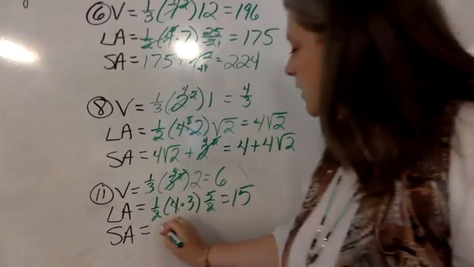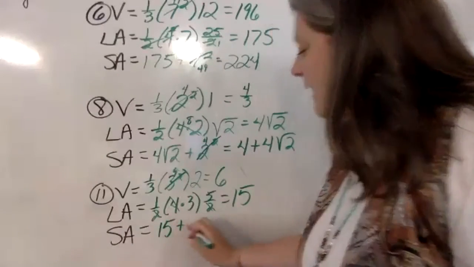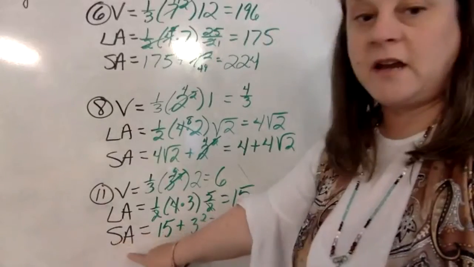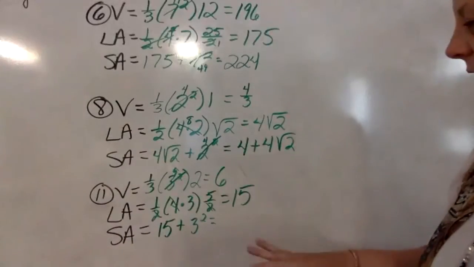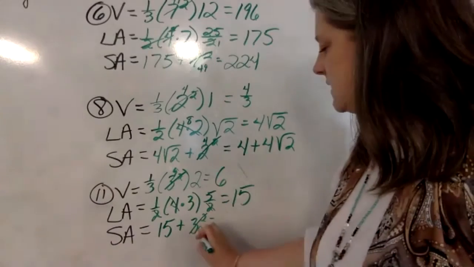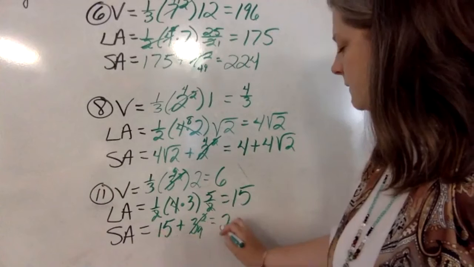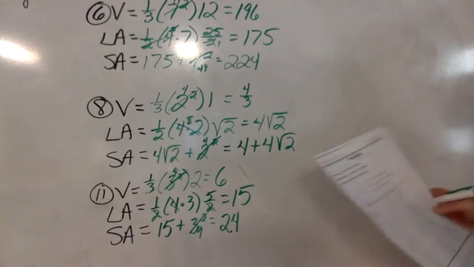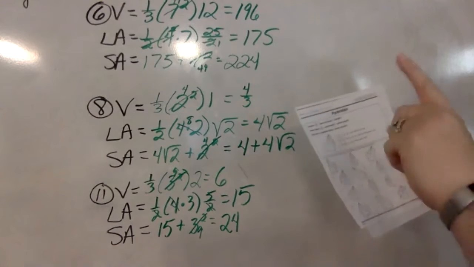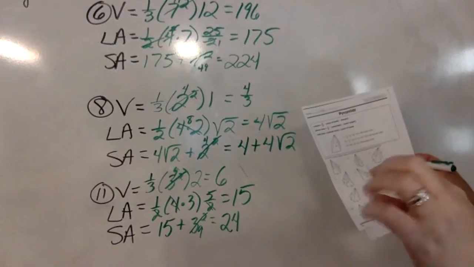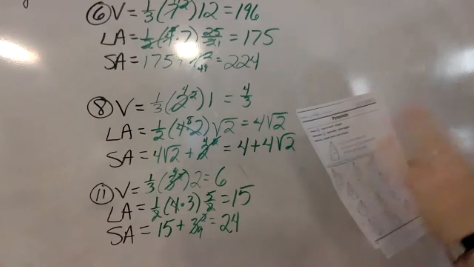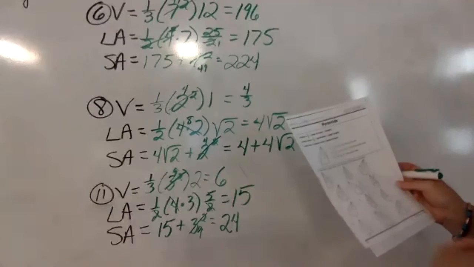Now we take those 4 triangles going around the pyramid and we add the square that's on the bottom to get our total surface area, the area of all the sides, all the faces of the pyramid. So 3 squared is 9. So 15 plus 9 is 24. So everyone should make sure that they have their work and answers for number 1, 2, 3, 6, 8, and 11. Everybody should have 1, 2, 3, 6, 8, and 11.